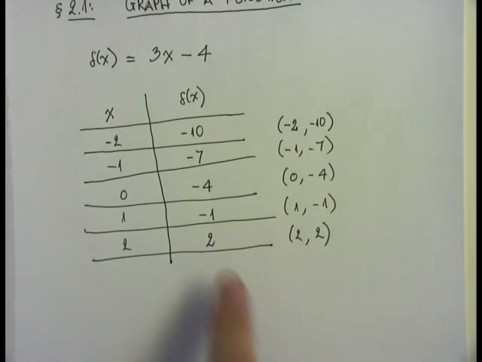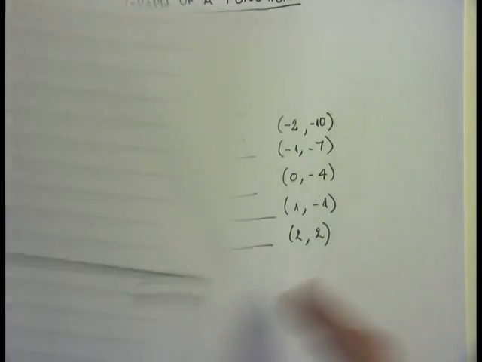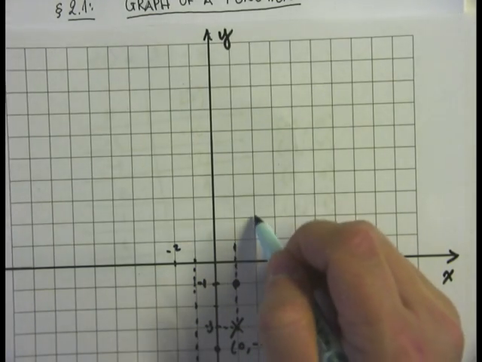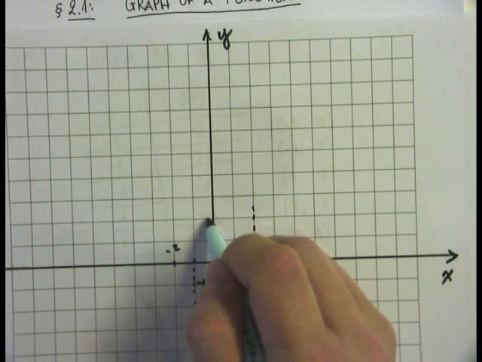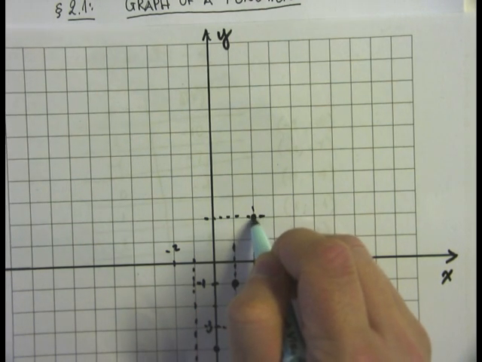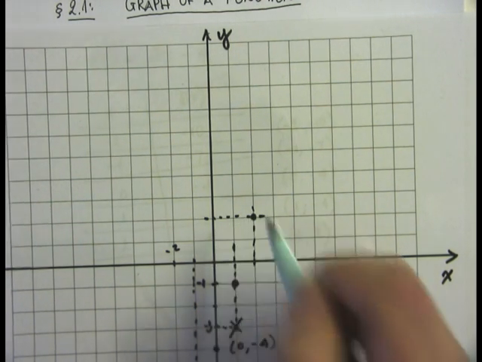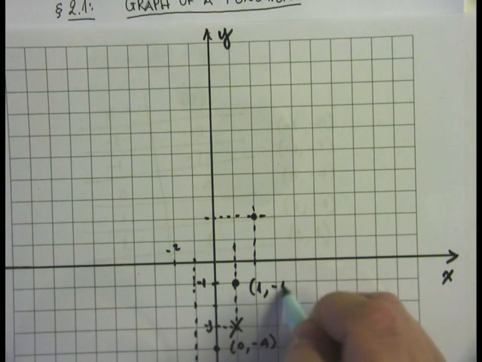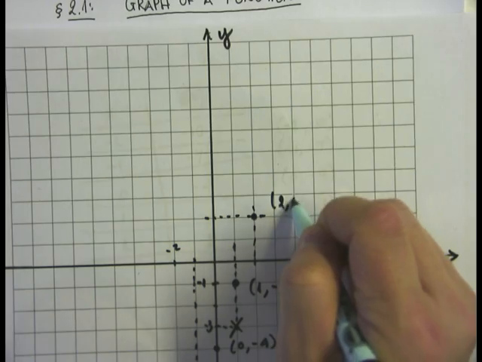The next point is 2, 2. So 2 for x, 2 for y, and wherever the two coordinates meet together, that's my point. So here 1, -1, and here 2, 2.